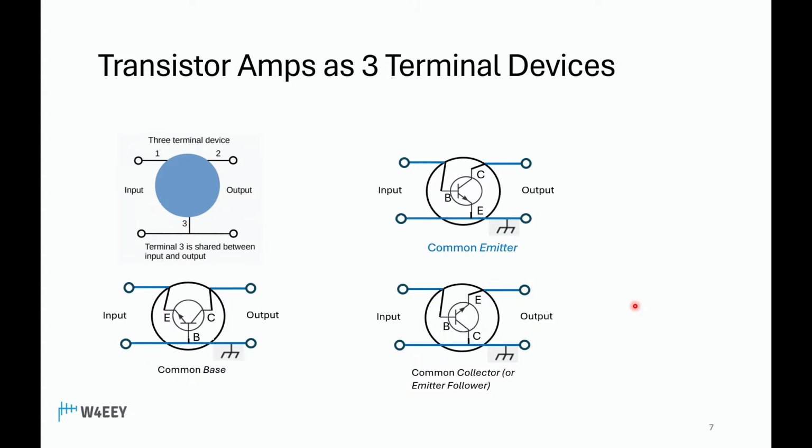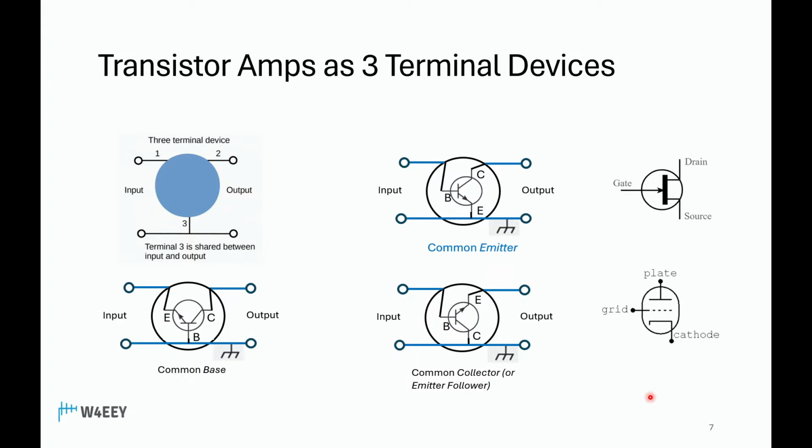The same thing applies to field effect transistors and tubes. With a field effect transistor, we've got the gate, drain, and source. So we can have a common gate, common drain, common source configuration. Some of you have probably heard of grounded grid amplifiers, power amplifiers in amateur radio. So all of these technologies can be viewed in the three-terminal device context.